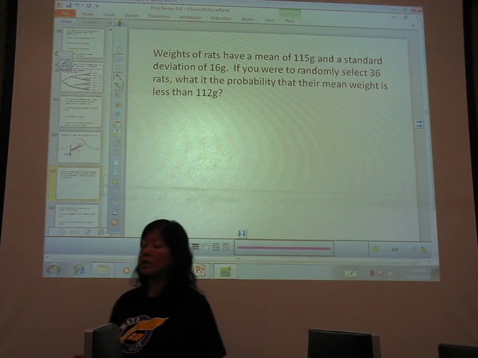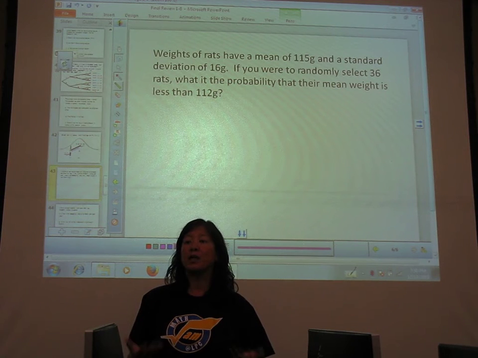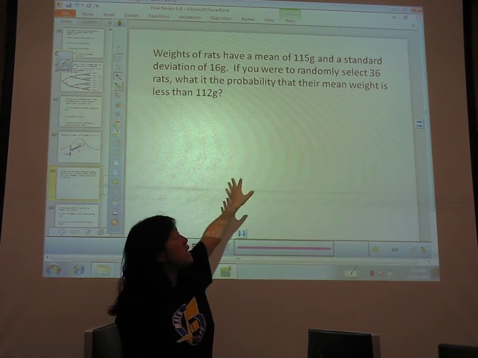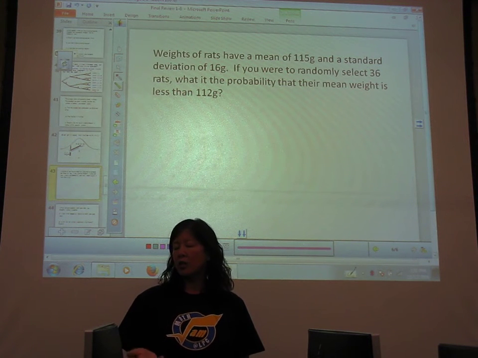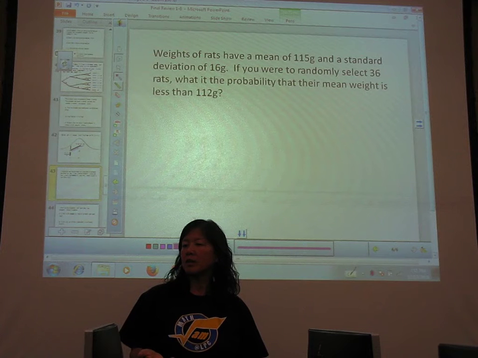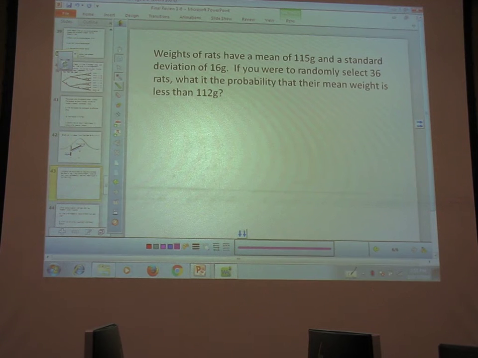So instead of using the standard deviation sigma, we're going to use the standard deviation for a sample mean, because this is a mean of 36. We're not talking about one guy, we're talking about a mean of 36. What's the symbol used for sample mean? X bar. So instead of using sigma, we're going to use sigma X bar. What's sigma X bar equal to? Anybody remember? The old standard deviation divided by the square root of n.